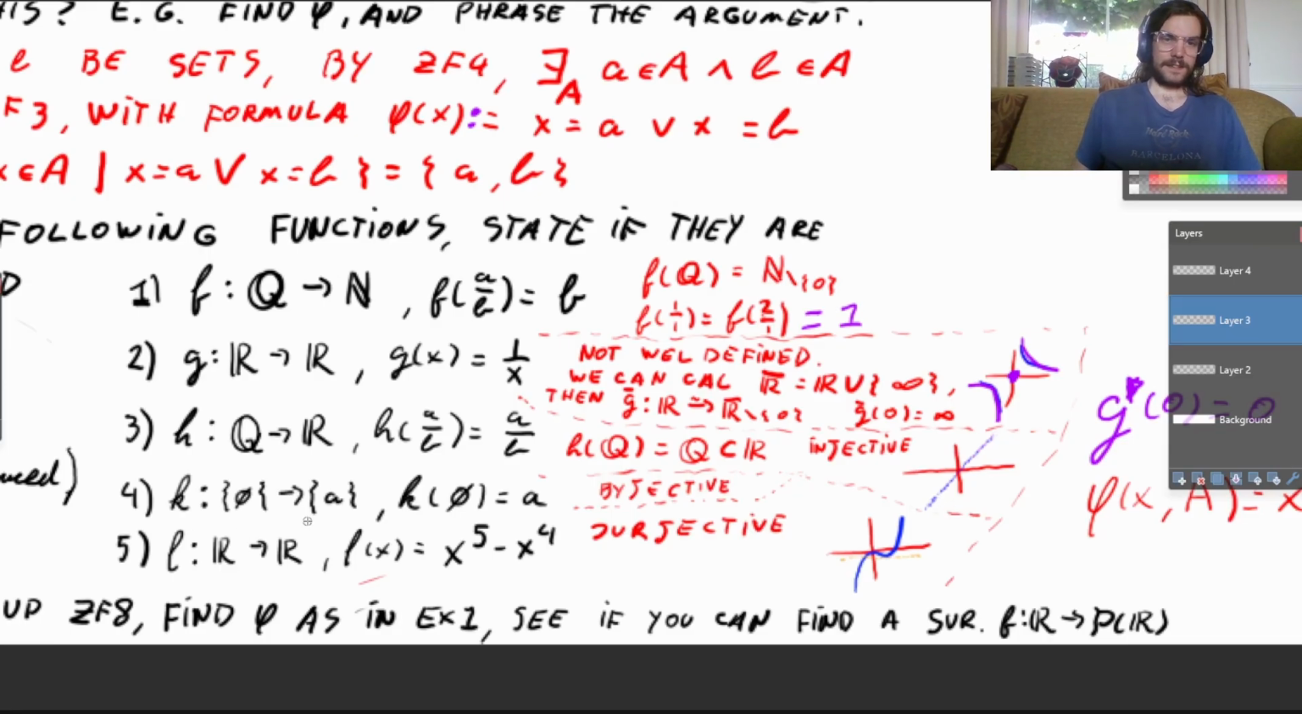This one is just two sets with one element, and the function sends the one element to the one element, so it's very trivially bijective. But sometimes we haven't had a lot of finite examples yet, so I'm just giving you a super simple finite example of a bijective function.